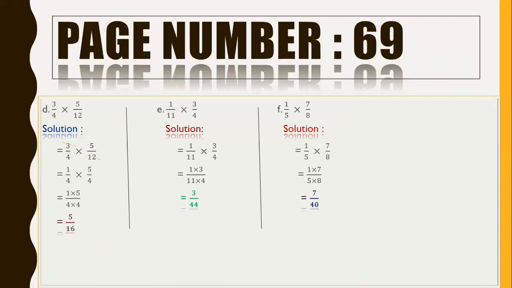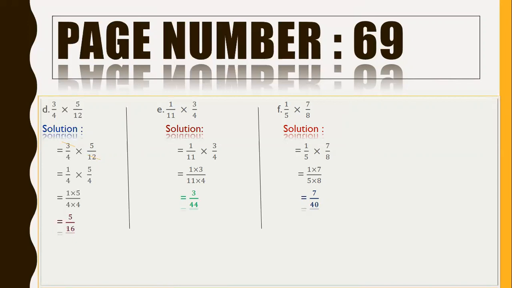Now we have the same procedure that we have done in the previous parts. 1 over 4 multiply 5 over 4. Simply we multiply the numerators and the denominators. 5 over 16. 5 over 16 is the required fraction of 3 over 4 multiply 5 over 12.